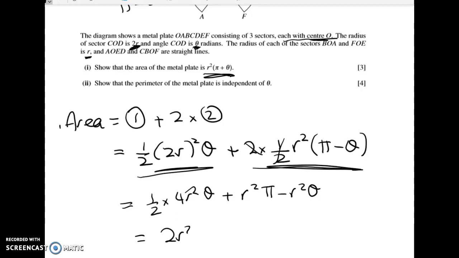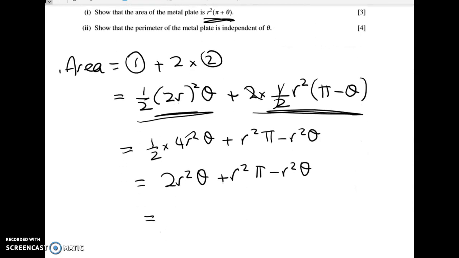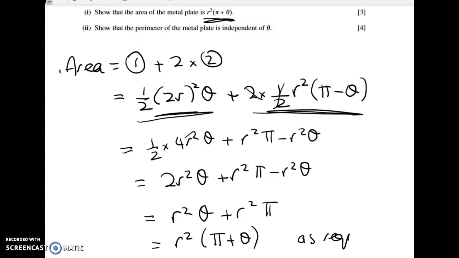That gives me 2r squared theta plus r squared pi minus r squared theta, which is r squared theta plus r squared pi. And I'm going to rewrite that in the order I'm asked for, so it's r squared times (pi plus theta) as required. So there we go, there's the first bit done.